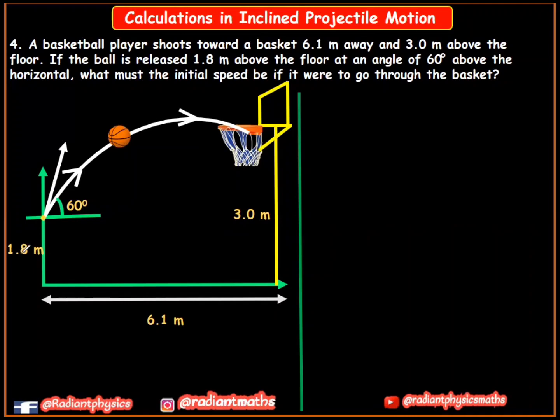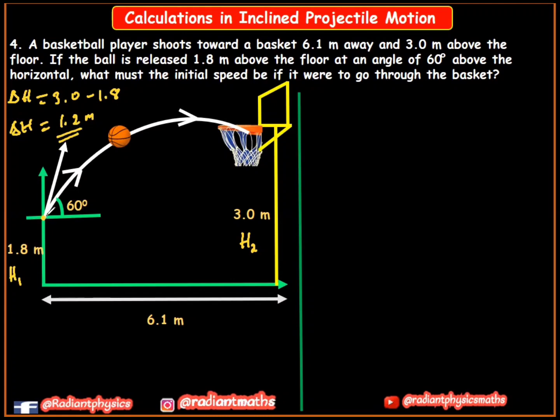So 1.8 meters, the ball was projected from this height. We can call this initial height H1, and here we have final height H2. You can see that the ball will move from this height to this new height if it were going to go through the basket. So there is a change in height, and we are going to find that first. H2 minus H1, which is 3.0 minus 1.8, and that is going to be 1.2 meters. So we are going to be working with this change in height.